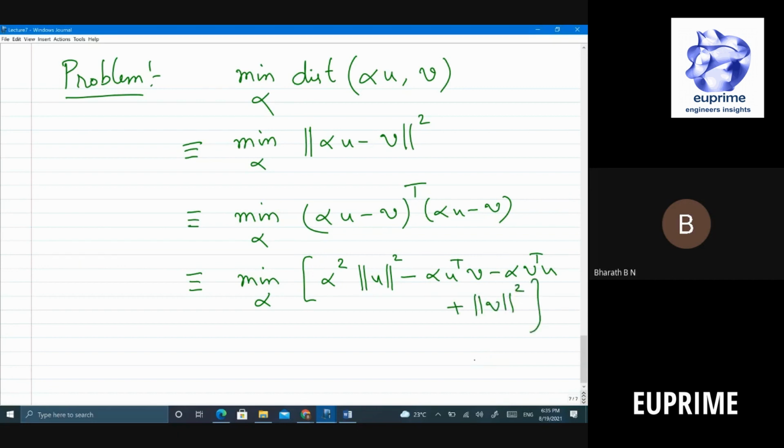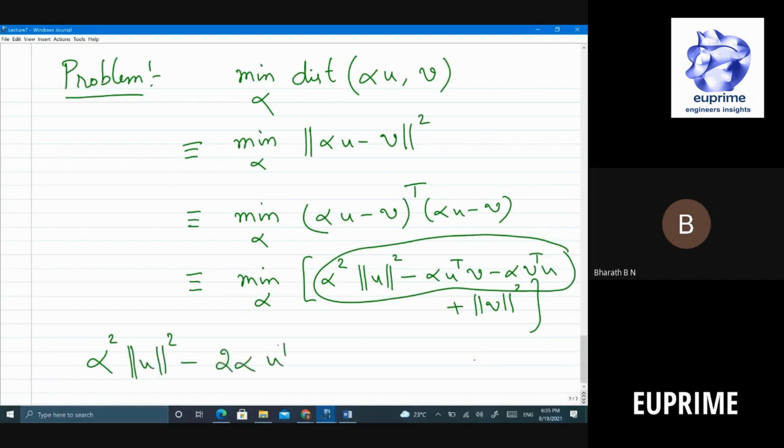But the last term is independent of V, so I just have to optimize this with respect to alpha. What kind of a function is this? Let me write that: alpha squared norm of U squared minus 2 times alpha U transpose V. U transpose V is the same as V transpose U, right? So that's why it's 2 times. I want to minimize this with respect to alpha.